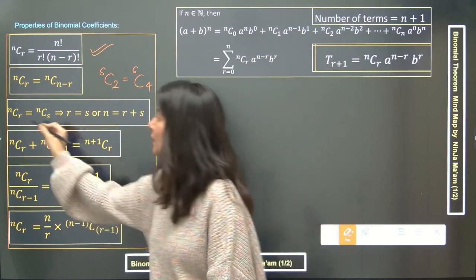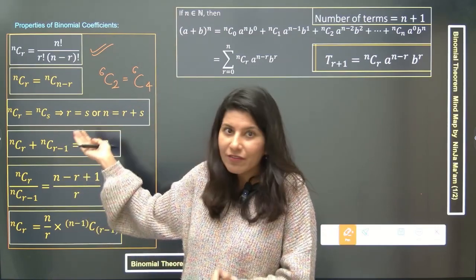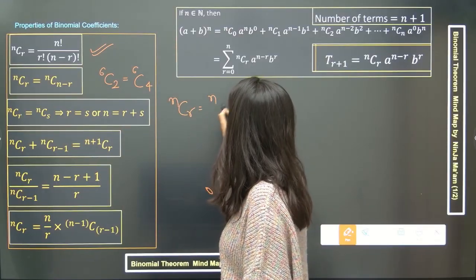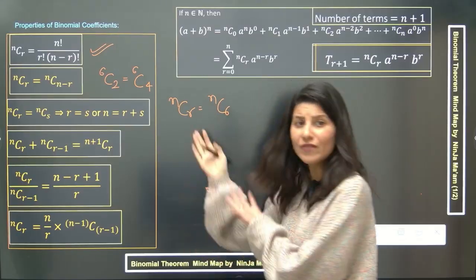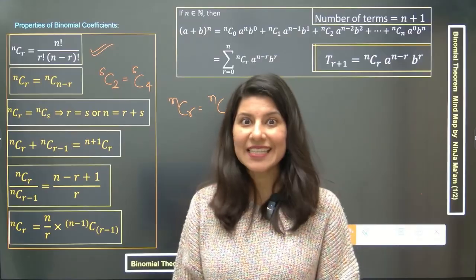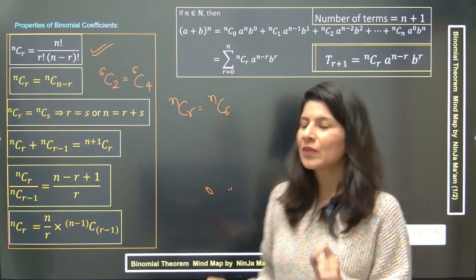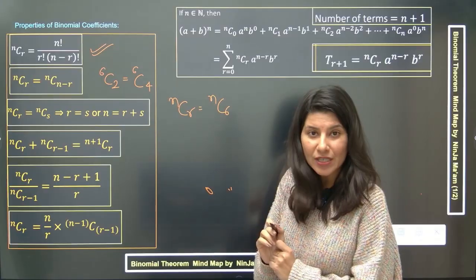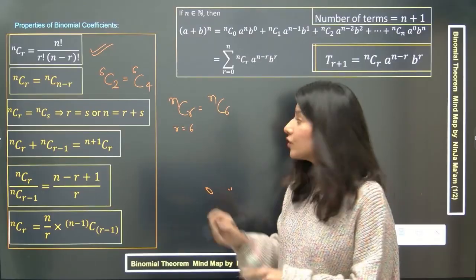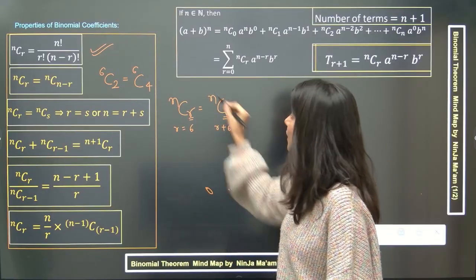And the very next property you are seeing is exactly the same, just the way of writing is different. So suppose somebody tells you that nCr is equal to nC6. So what will you do? Obviously, ma'am, r and 6 are equal. But wait, r and 6 are equal, but don't you think you are missing out on something? In this situation, obviously you will write r is equal to 6, but you will also write that r plus 6 should be equal to your n.